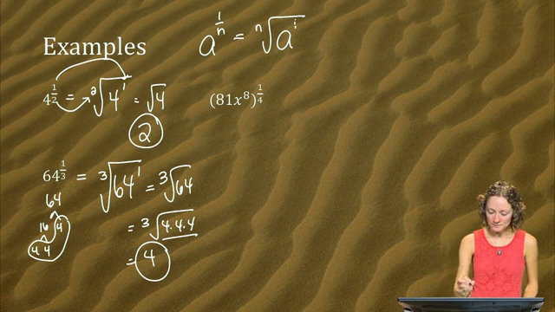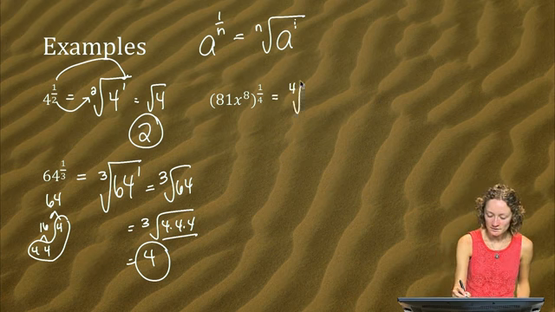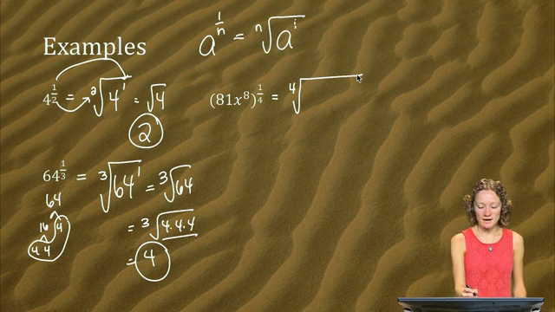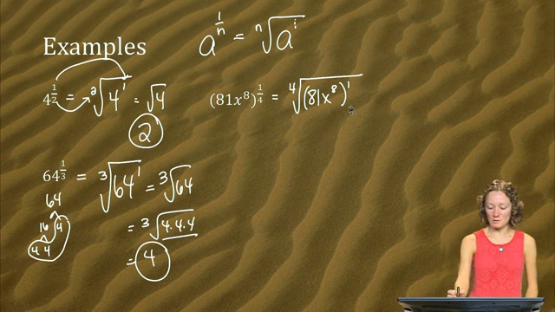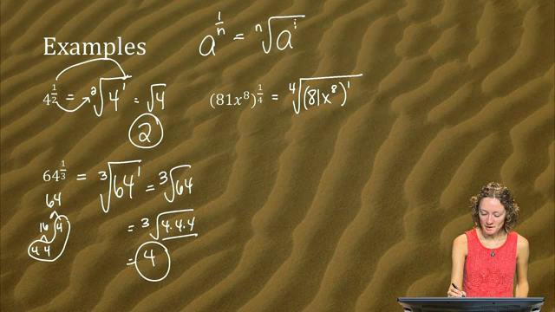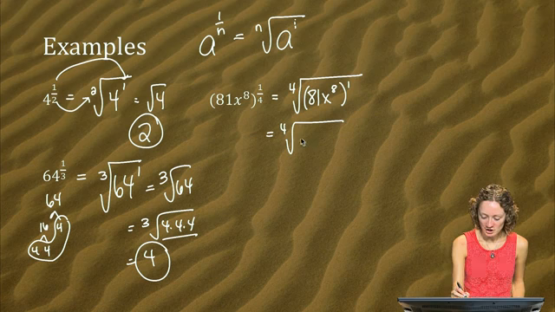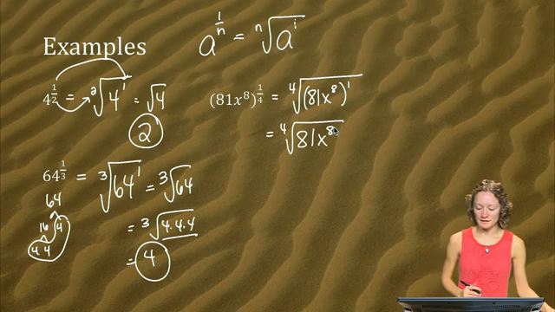Okay, and one more. This one, our index is a 4, and underneath this radical is the quantity 81x to the 8th, all raised to the first power. If this entire quantity is raised to the first power, that means each piece inside is raised to the first. And if it's raised to the first, well, nothing changes. So we get 81x to the 8th. Then this is what we're simplifying.